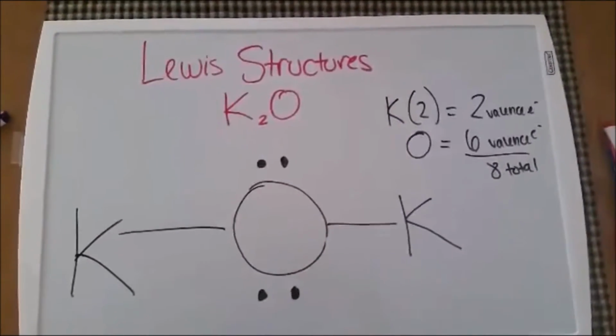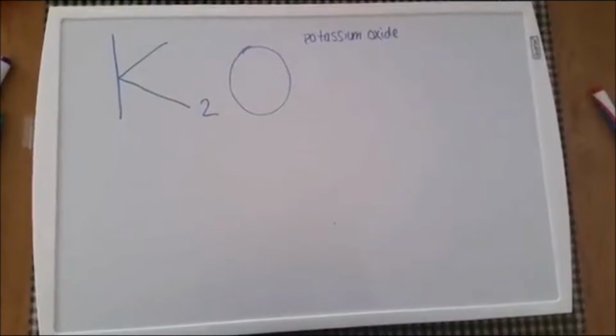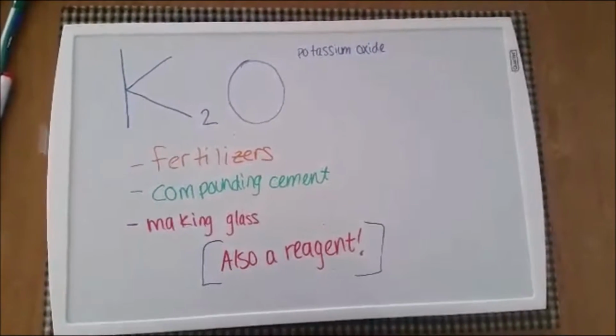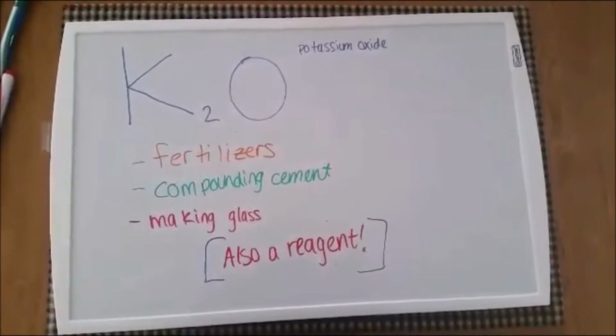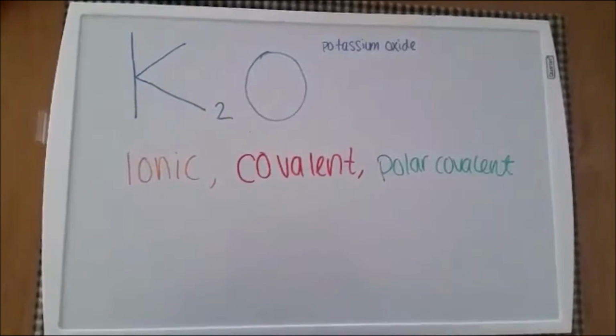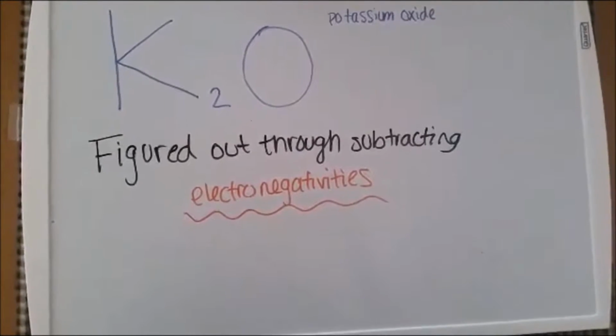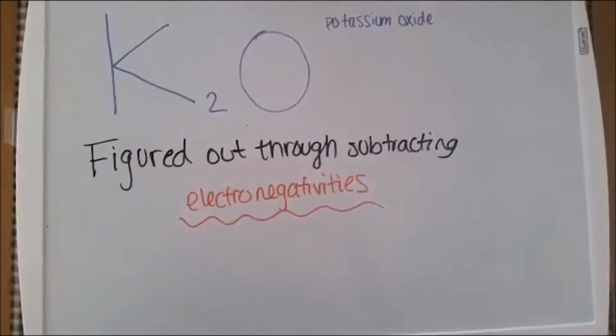So it works. Potassium oxide, what is it used for? So it's used in fertilizers, compounding cement, and making glass, and it's also a reagent. But we want to know if it's ionic, covalent, or polar covalent. And we can figure this out by subtracting electronegativities.